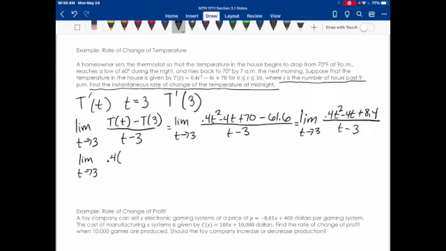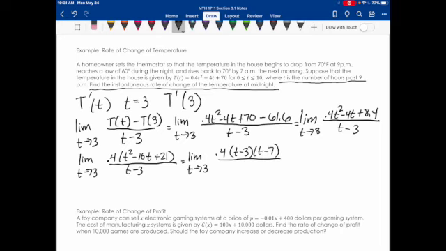So I'm going to pull out a 0.4 from this function, and what I'm going to be left with is t squared minus 10t and then plus 21. And that's all going to be over t minus 3. I'm going to continue trying to break this down and factor. So I have 0.4, and then I can factor the t squared minus 10t plus 21 into t minus 3 and t minus 7, all over t minus 3.